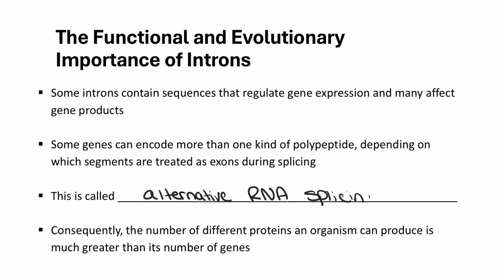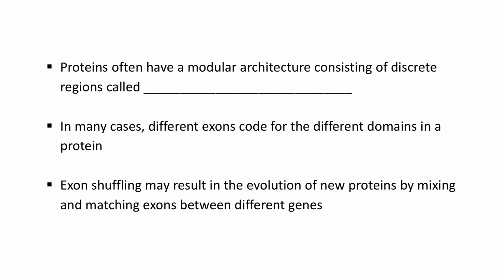And in alternative RNA splicing, the number of different proteins that an organism can produce is much greater than its number of genes. Because in alternative RNA splicing, we can sometimes take those different exons and put them together in different ways to make different genes.